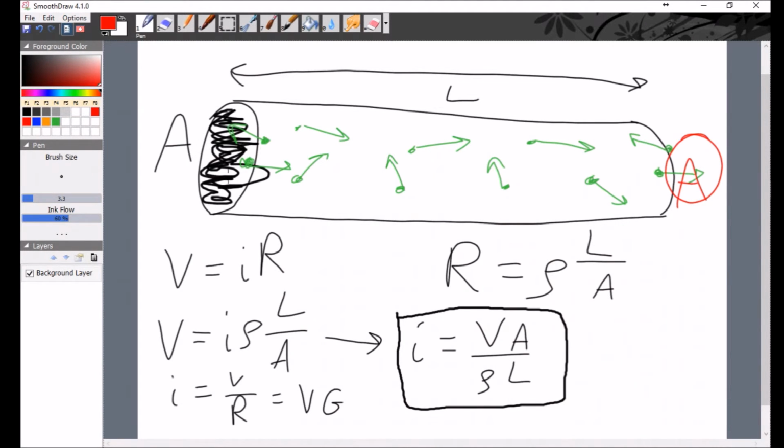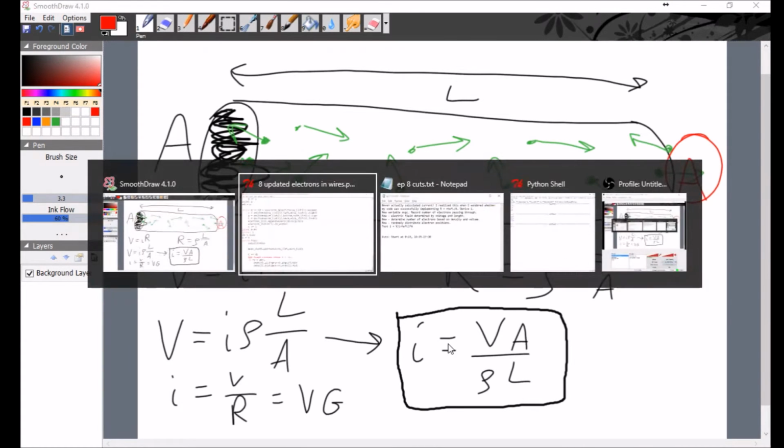The area decreases the resistance. So we just saw that a change in the area, an increase in the area, increases the current. Now let's see if an increase in the length decreases the current.